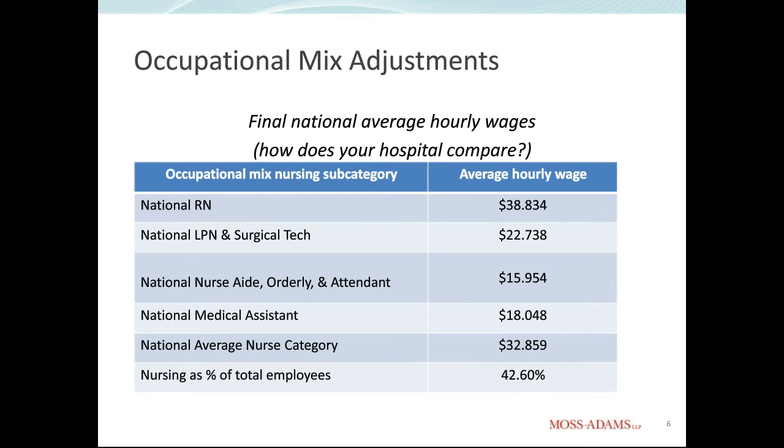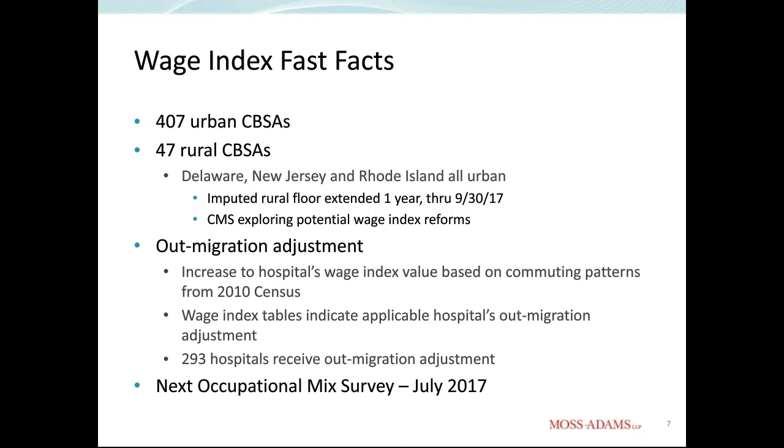A couple of wage index facts. We have 407 urban CBSAs across the country. And in addition, there's another 47 rural CBSAs. That's one for every state. We know that the states of Delaware, New Jersey, Rhode Island, all are urban. They have no rural CBSA, and that's just due to the makeup of the demographics in those states. They have an imputed rural floor that has been extended for 1 year through September 30th, 2017. I expect that'll continue.